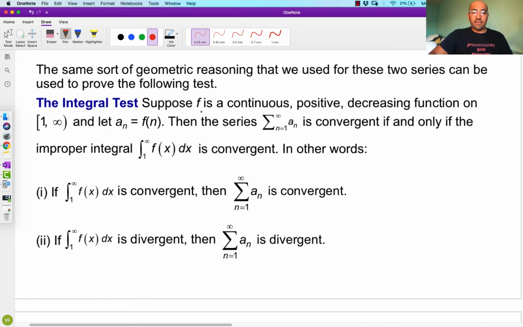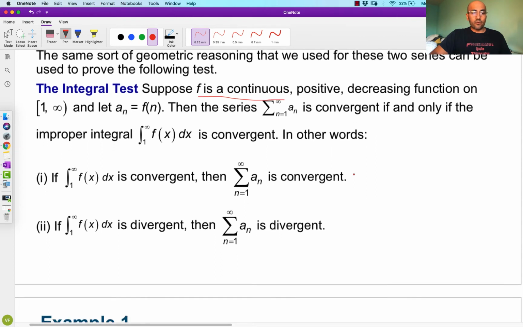Okay? Keep in mind that this is only valid as long as f is continuous. We're not doing something weird where we're jumping around. It's a smooth continuous function. It's positive, it's decreasing on the domain from 1 to infinity, and of course there isn't going to be anything weird going on in that domain. Right? Can't have it veer off to infinity or anything. It's decreasing and positive on the domain from 1 to infinity. Then finding the integral of that function will tell us whether the series converges or diverges. Right? That's what we can get out of this integral test.